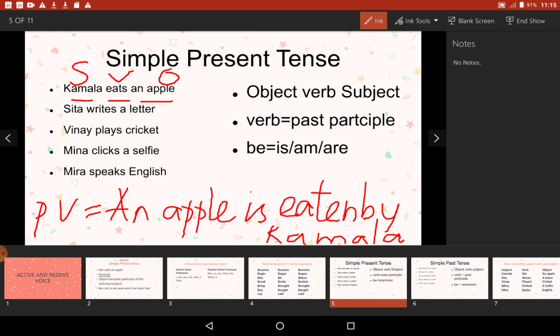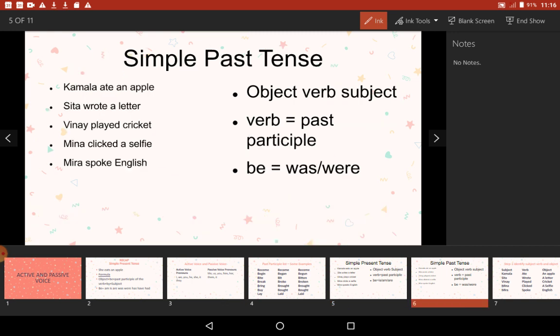The next example, Sita writes a letter, is active voice. When we change it to passive, it becomes a letter is written by Sita. This we had discussed in the last class. Today we will look at simple past tense.